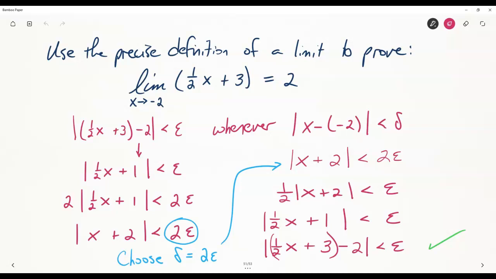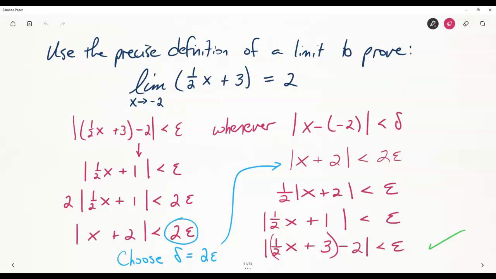This is a positive number, so I can pull it into the absolute value. 1/2 times x is 1/2 x. 1/2 times 2 is 1. And now, I can take this 1/2 plus 1. This 1/2 plus 1 is not what I want. I want 1/2 x plus 3 minus 2. So I'm going to break this up into 1/2 x plus 3 minus 2.